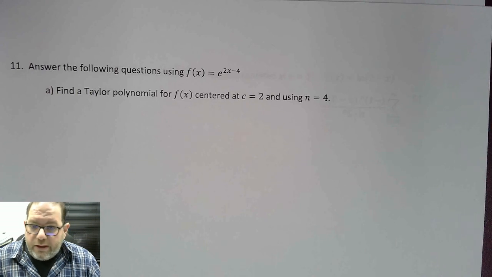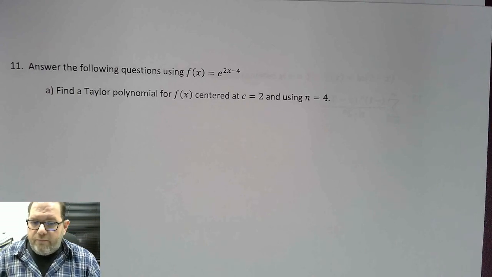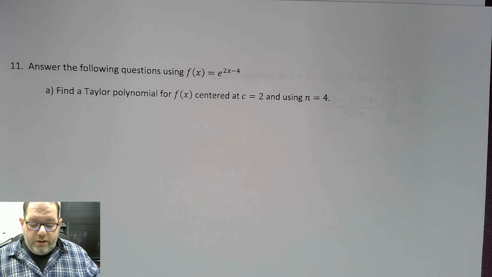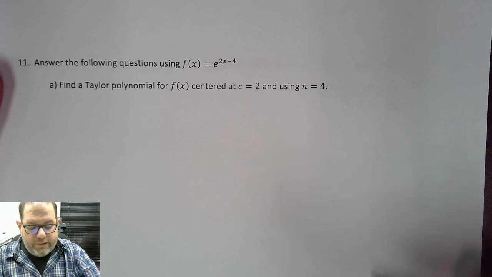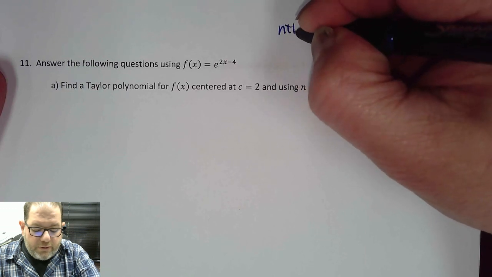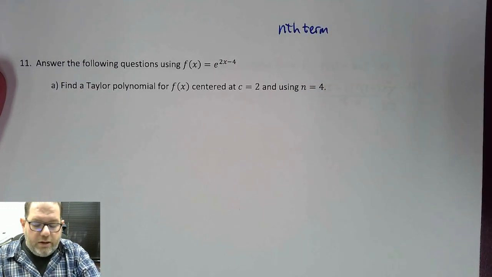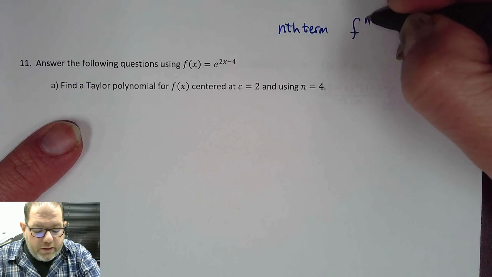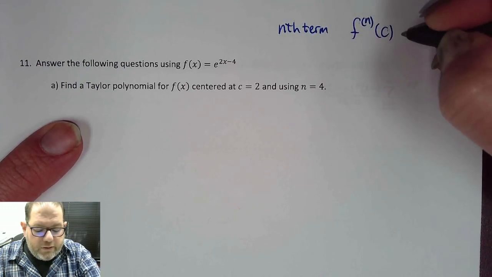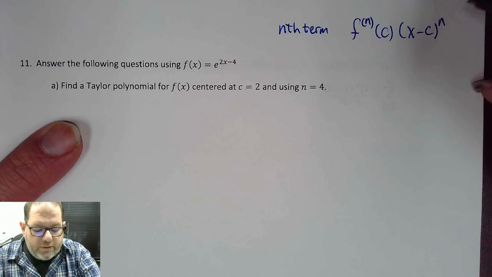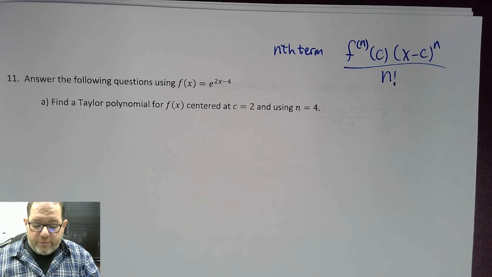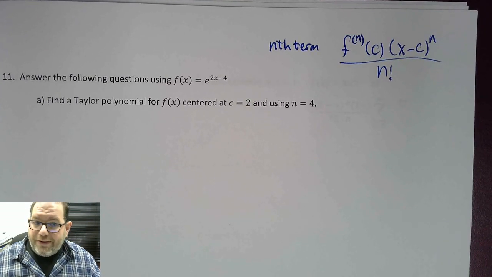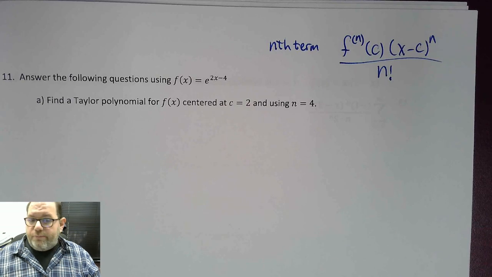Okay, 11: find a Taylor polynomial for f of x centered at c equals 2 using n equals 4. The main thing to remember for Taylor polynomials is the formula that we have. The nth term is going to be the nth derivative of f evaluated at c, times x minus c to the n, over n factorial. This is true not just for the Taylor polynomial, but also the Taylor series. That's why it's important we memorize this.